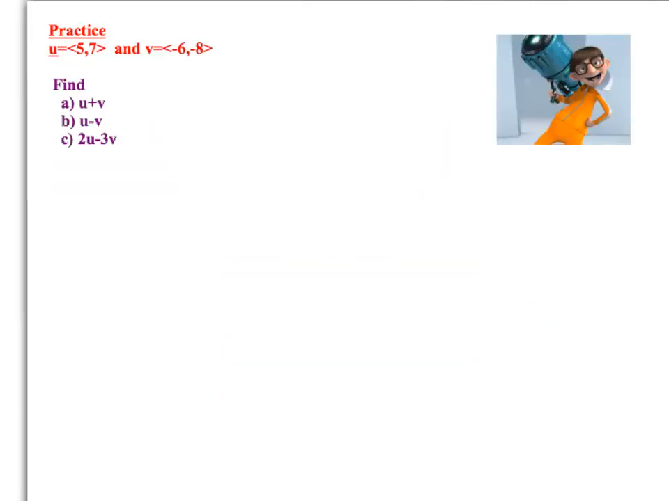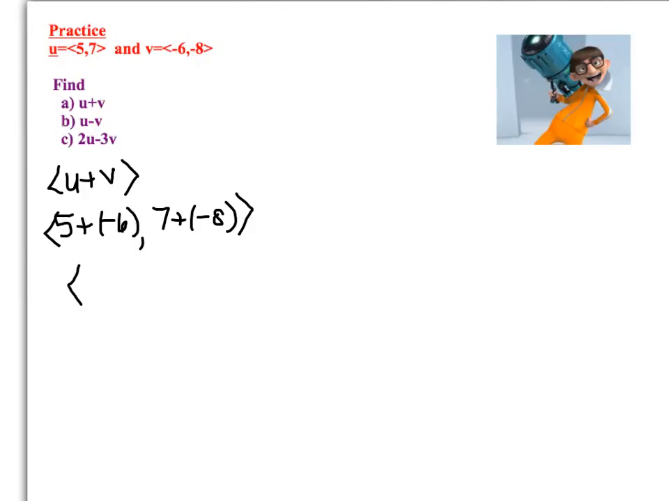Let's practice. The first one we're going to look at is to find vector u plus v. So part A: I want u plus v. What I'm going to take is the components of u, the x value, which is 5, plus the x value of v, comma, 7 plus the y value of v. When I simplify u plus v, I get the new vector (-1, -1).